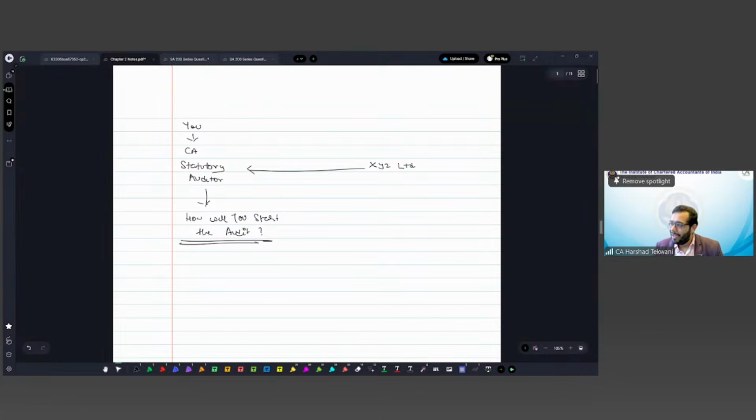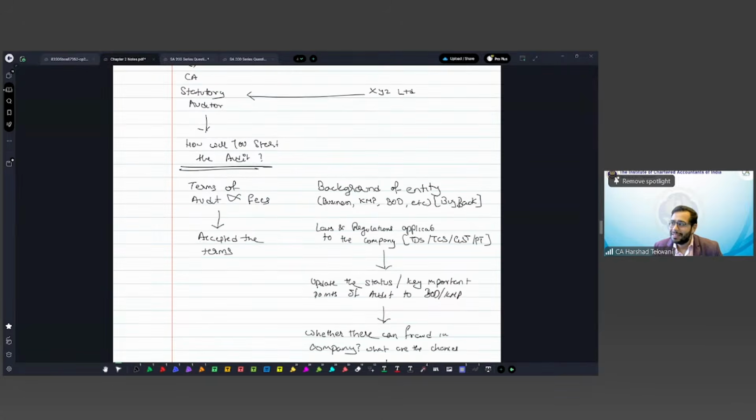Third, you do a background check of the entity, like who are the business, who are the KMPs, board of directors, what they are doing, is there any buyback or something. So once the terms are accepted, you start with the background check of the company. Then once you gather all the information about the background of the company, you start with the laws and regulations.